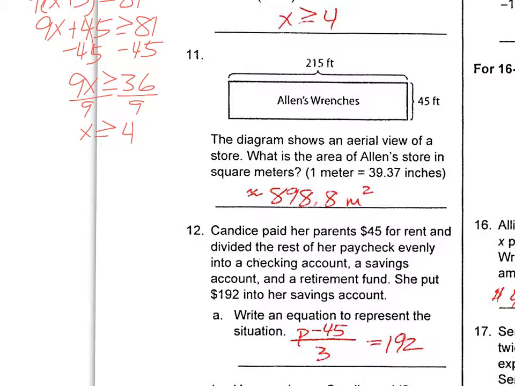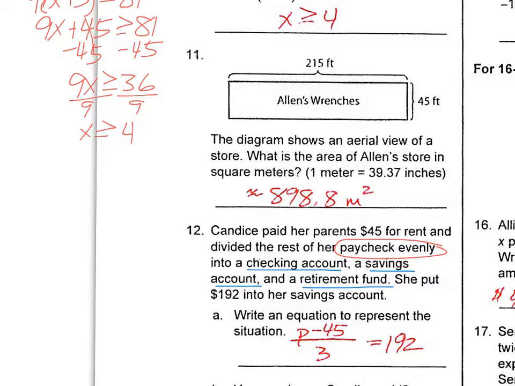Okay. So the next problem says, Candace paid her parents $45 for rent and divided the rest of her paycheck evenly into a checking account, a savings account, and a retirement fund. So a checking account, a savings account, and a retirement fund. Those are three things I divided it into. She put $192 into her savings account. So what I don't know is her paycheck. I don't know what that was.